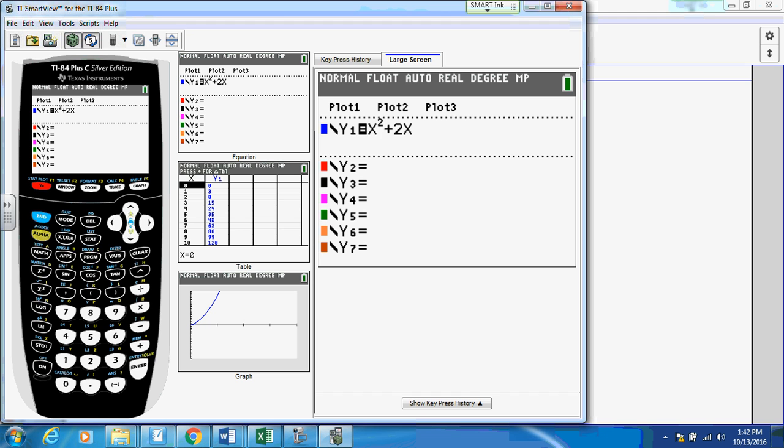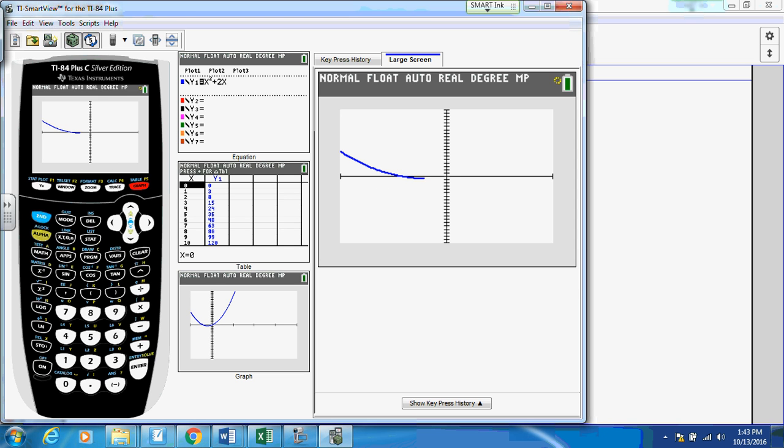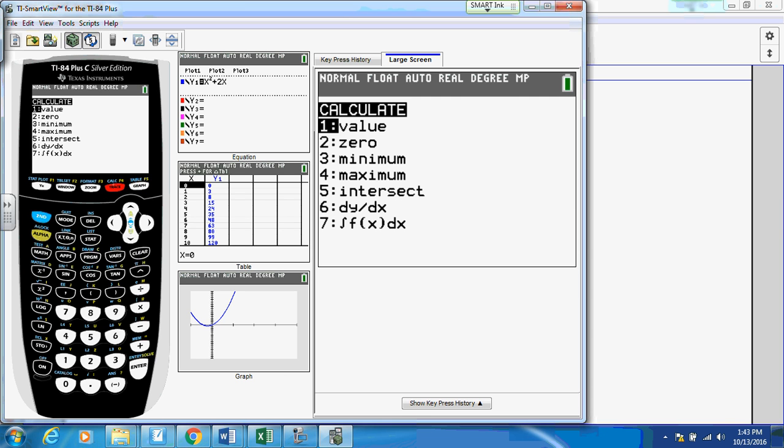now is to find the derivative dy dx at x equals negative 2. First I need to make sure that my window includes x equals negative 2. Right now it doesn't. So let's make sure my graph, there we go, includes x equals negative 2. And now to find the derivative, it's very, very straightforward. If you hit second calc, you'll notice that one of your options there, option number 6, look at that, is dy dx. And it does exactly what you think it does.